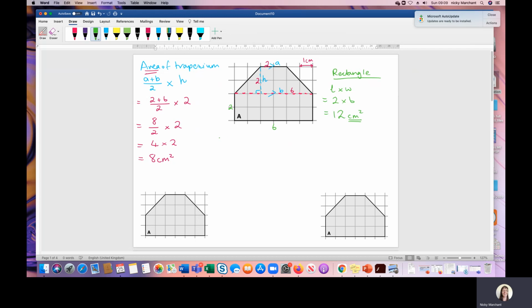Now, the total area of the whole thing, don't forget to add them together at the end of the whole shape, is going to be 8 centimetres squared plus 12 centimetres squared equals 20 centimetres squared. Do not forget to add them together at the end for your final area. If you don't do that, you don't get the final mark.